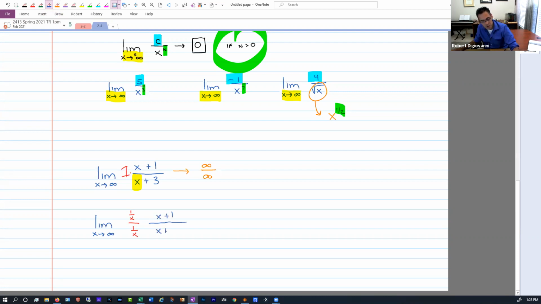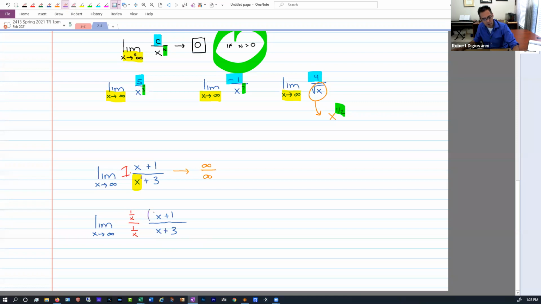The reason I chose 1 over x is because the power on that x in yellow was 1. So that's why I did 1 over x, not 1 over x squared or 1 over x cubed. I did 1 over x. With me? Okay, now let's see why I did that.